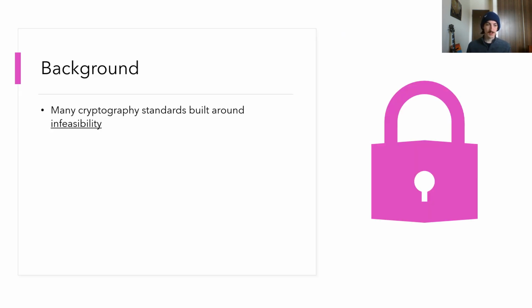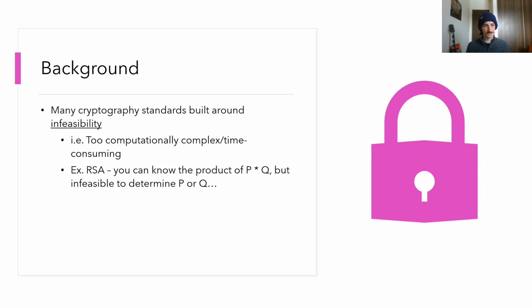So a little background: a lot of the cryptography standards that we use today are built around infeasibility. Computers nowadays can't really break these standards because they're computationally complex and very time consuming for a normal computer. For example, there's RSA, where you can know the product of P and Q, two prime numbers, but from that you can't reverse engineer P and Q, at least for now.